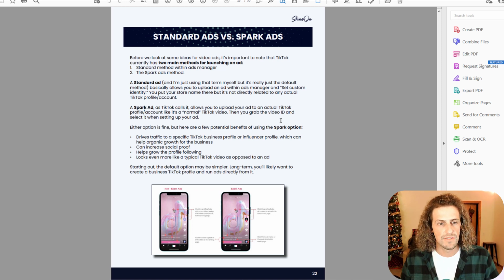So what are these two different things? We have two main methods for launching an ad. You can use what I'm calling the standard method, which is just with an Ads Manager. And then there's the Spark ads method, which is creating an actual account profile in TikTok.